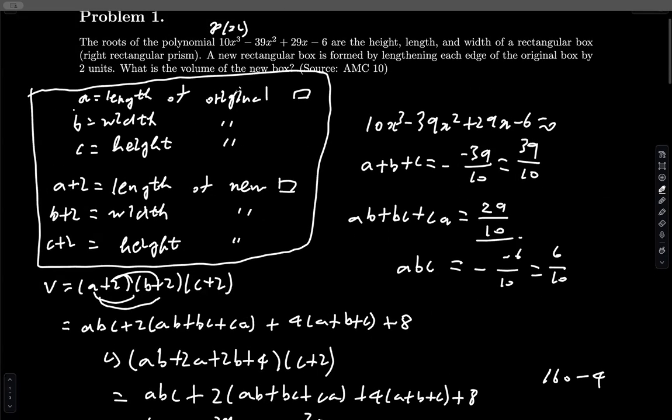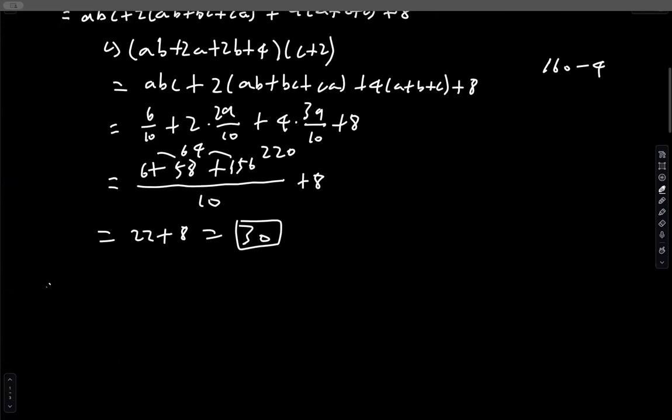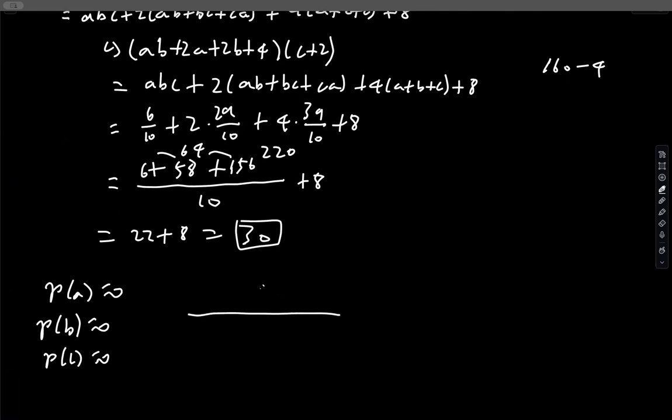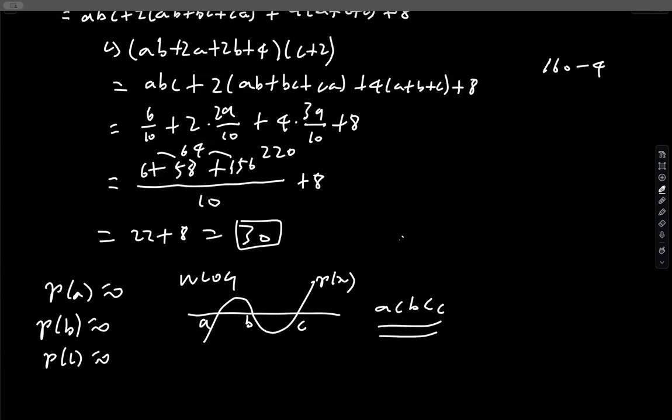So here we know that P of A is equal to 0, P of B is equal to 0, and P of C is equal to 0. And when we just graph this, we can get something like this, where this is P of X. And without loss of generality, we can say that A is less than B, that is less than C. We can say this because if it's the other case, then we're just rotating the rectangle or prism.